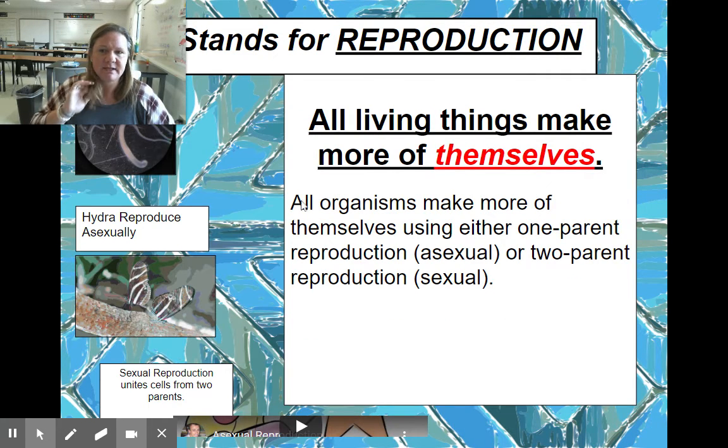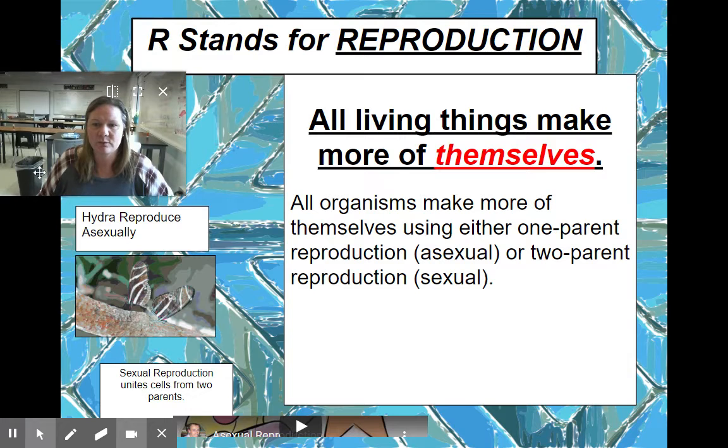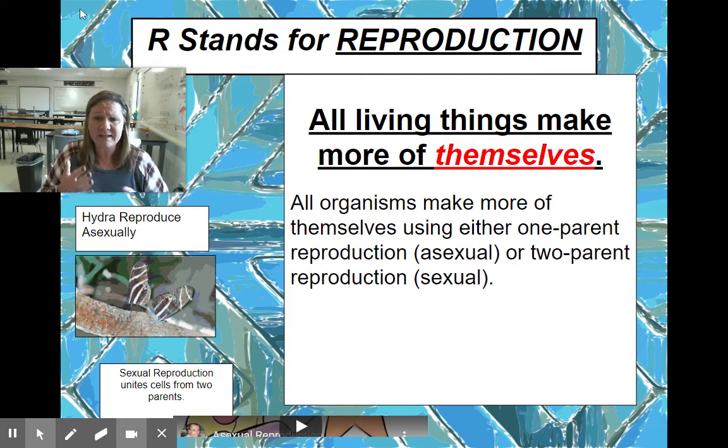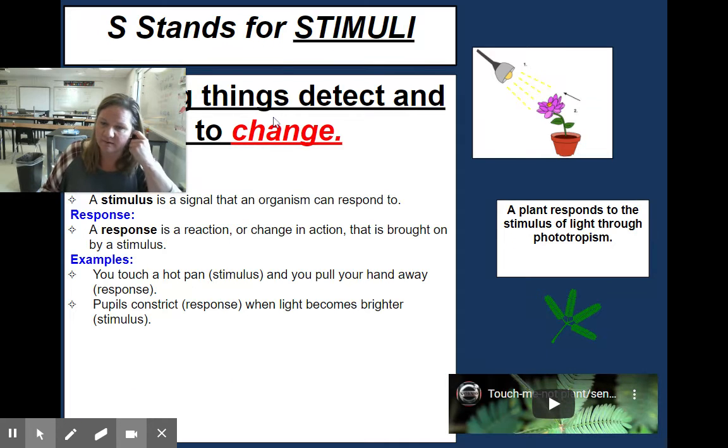Another characteristic of living things is that they have this really cool ability to make more of themselves. We're going to do a whole chapter this year about genetics and how living things can make more of themselves. Some living things can just divide in half, and that's how they make more of themselves. We're going to learn about sexual reproduction, which simply means two-parent reproduction. And we're going to learn how the genes go together there. That will be an entire chapter that we do this year. But living things can make more of themselves.